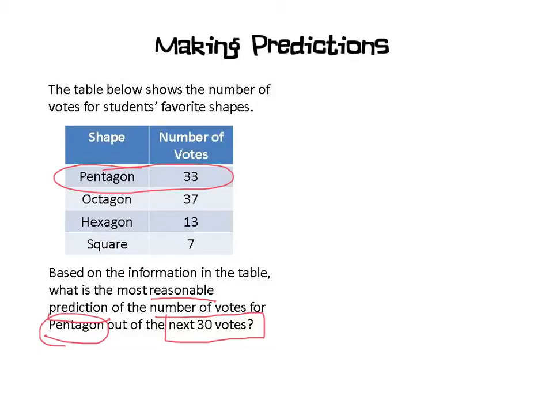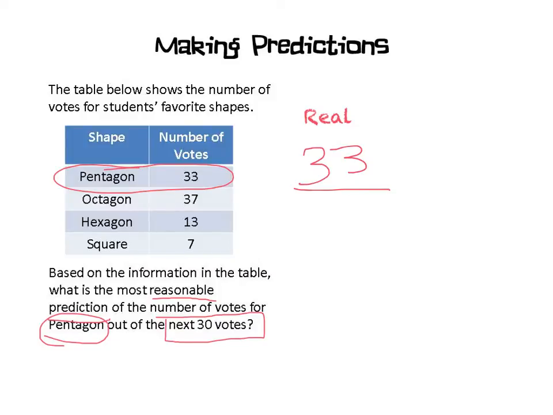Whenever we are looking at making a prediction, we need to make two separate fractions. The first fraction we need to make is based on what really happened. So we can see that the Pentagon was selected 33 times. That's going to become our numerator. In order to determine my denominator, I'm going to have to figure out what was the total number of votes.